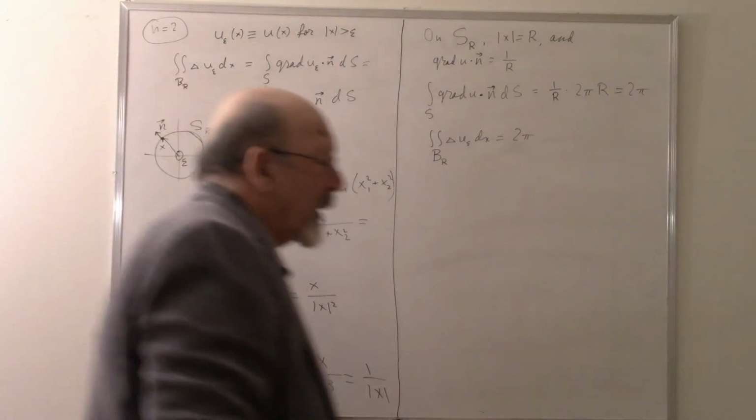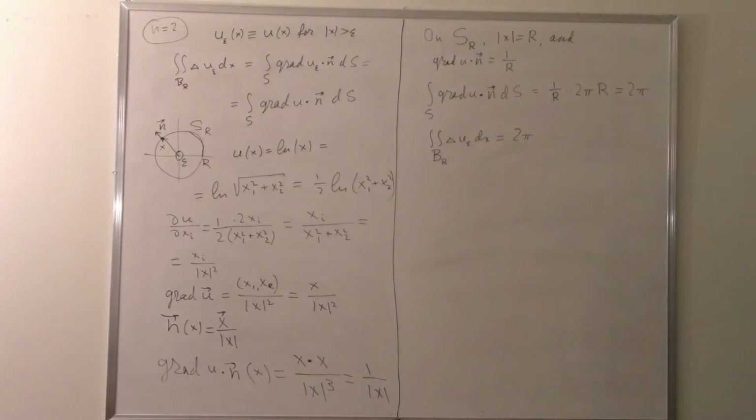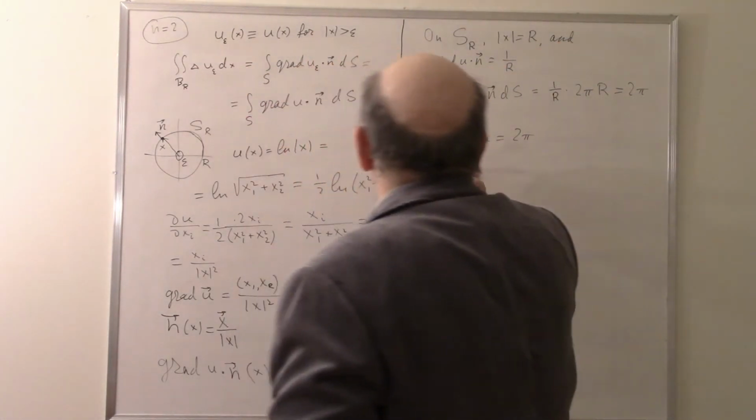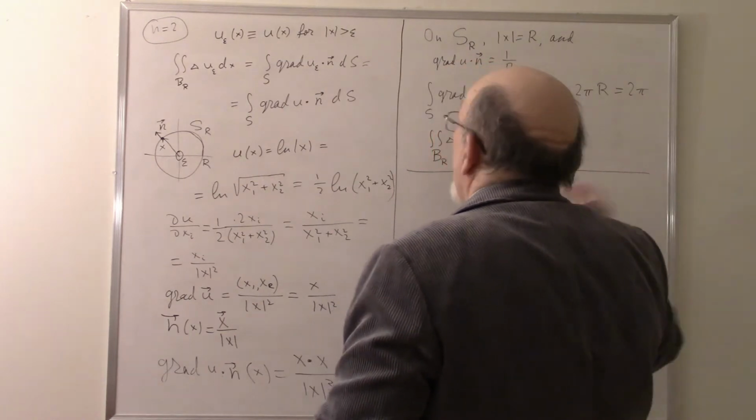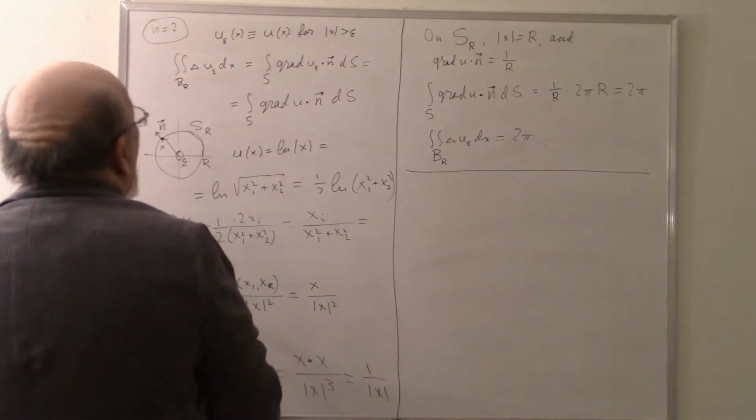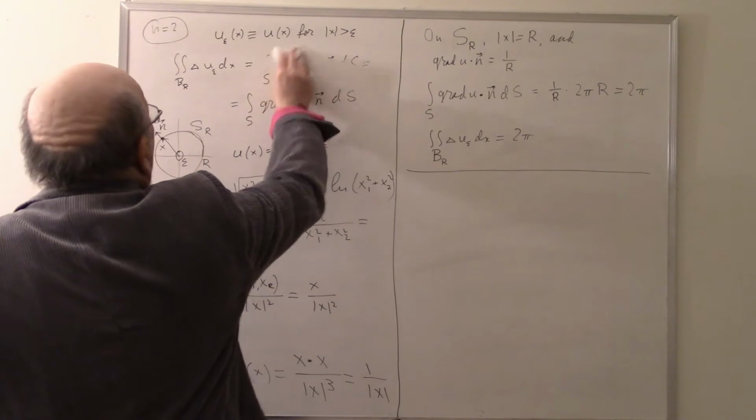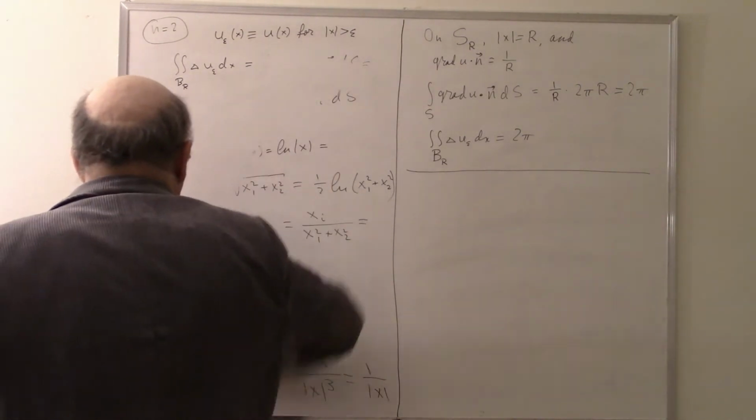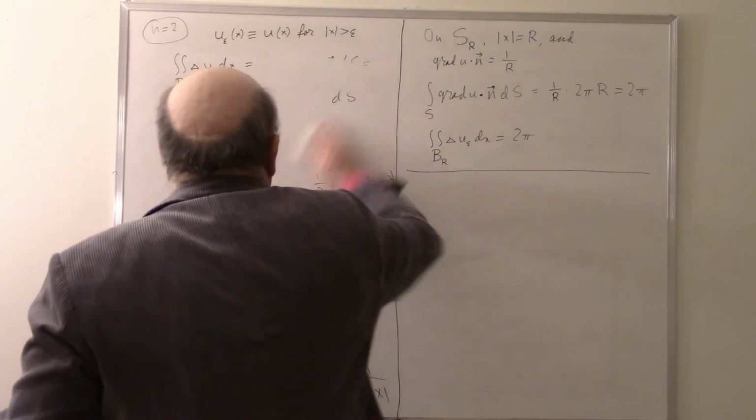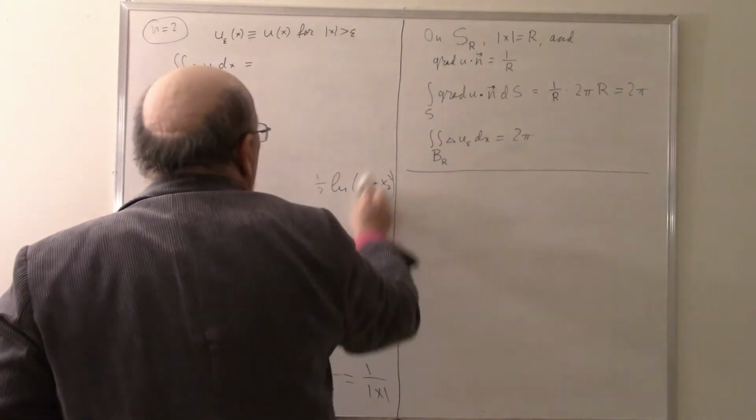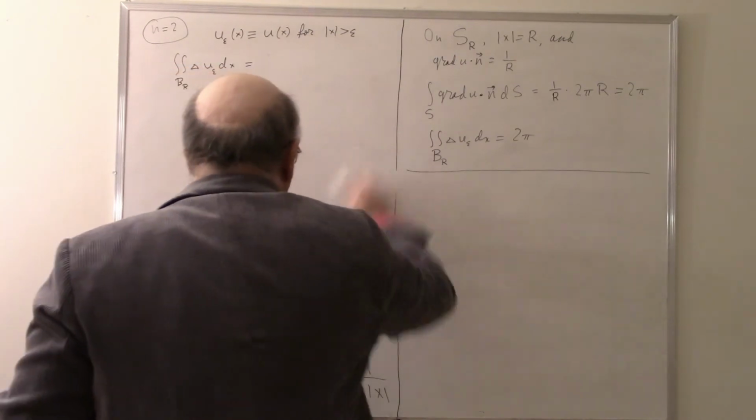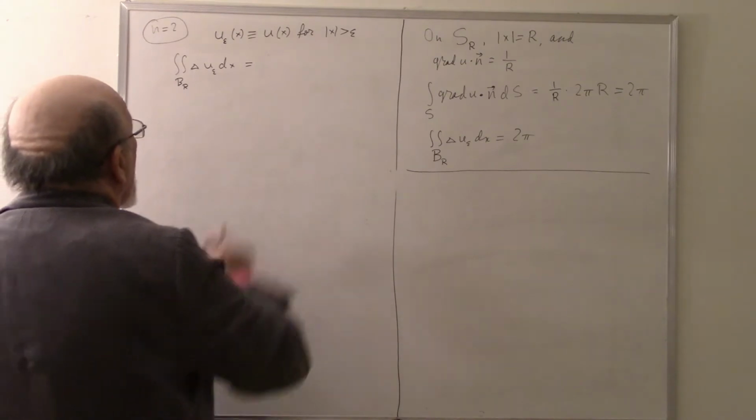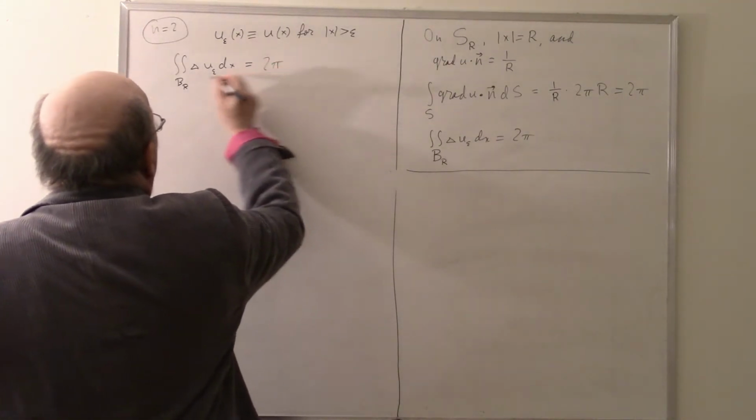Okay, now let us move on. It was done for n equal 2, so let me keep here only the result, 2π.